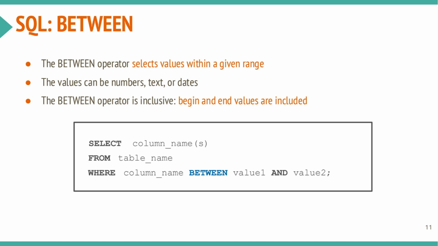The between operator is a nice shortcut. It lets you check if a value is within a range. For example, filter employees whose salary is between 1,000 and 20,000 Thai baht.